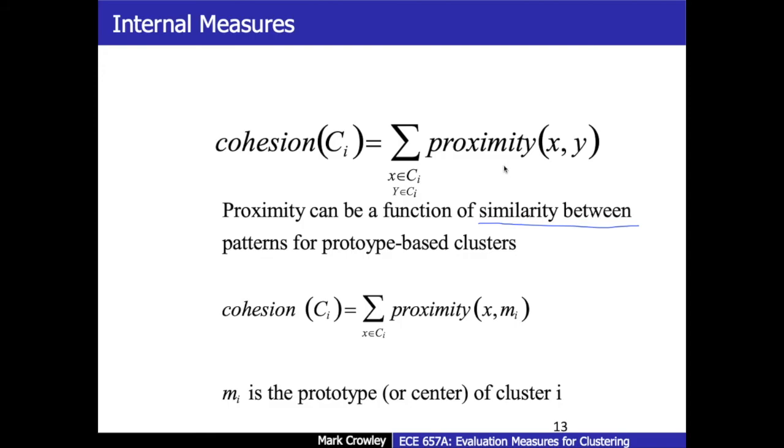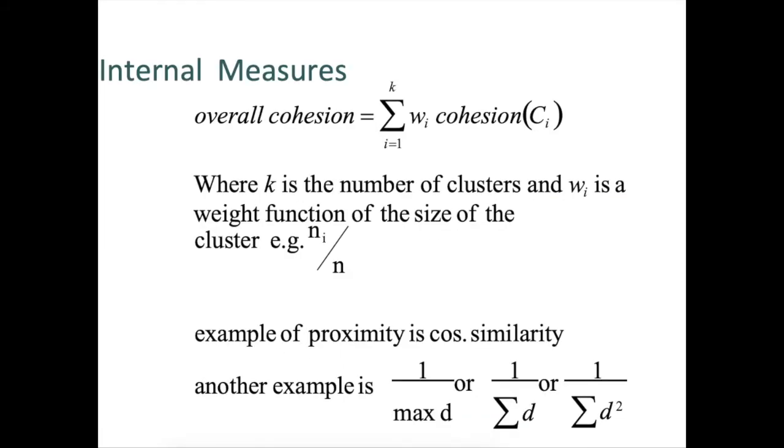So you want this number, the proximity, to be high. You want to have a high number if they're very close, right? And the cohesion is the sum of those, so your cohesion is high if all the points in a class are close, right? And then you'd sum that over all the classes, which is quite simple.